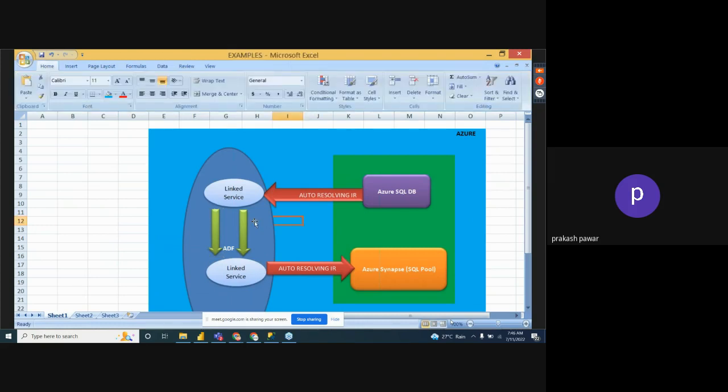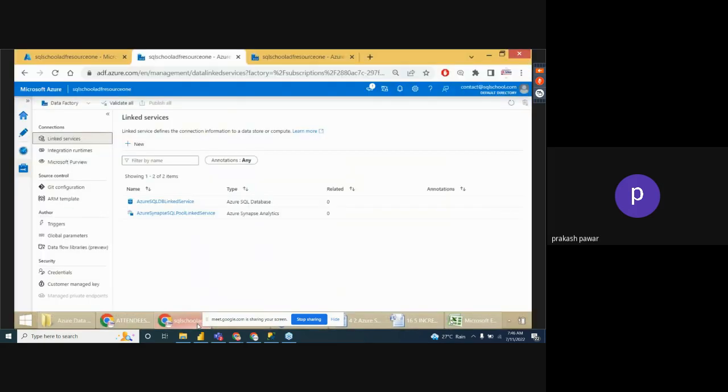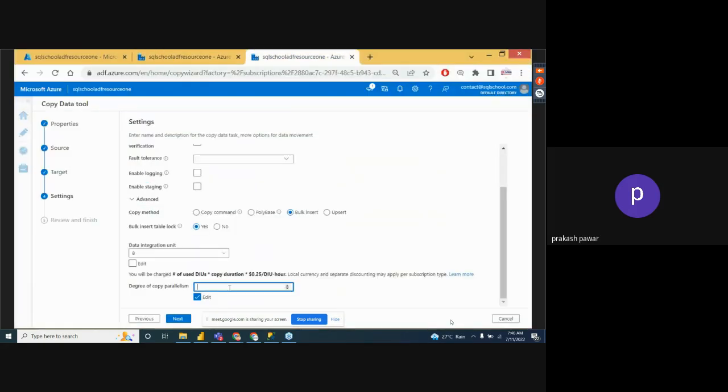Two arrow marks, meaning... getting it, friends, everyone? I'll wait. Yes, sir. Copy parallelism.